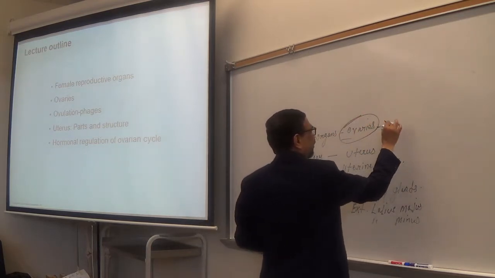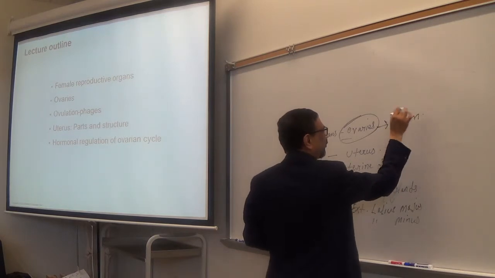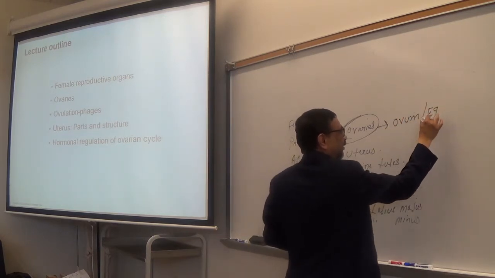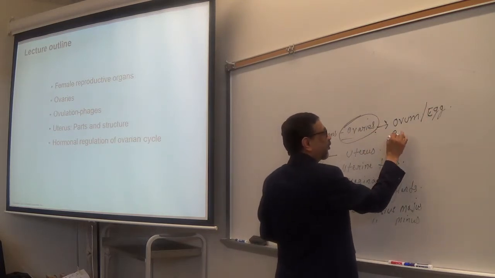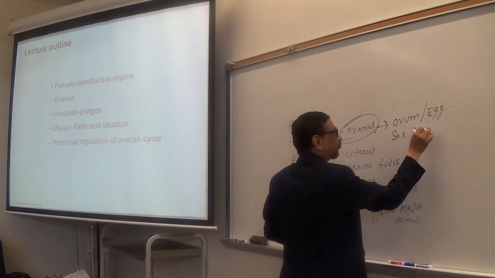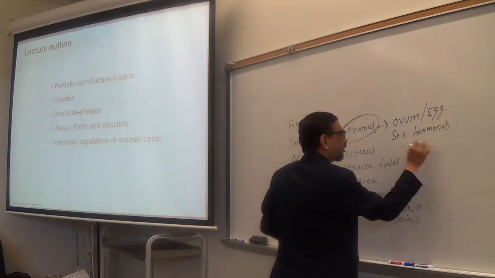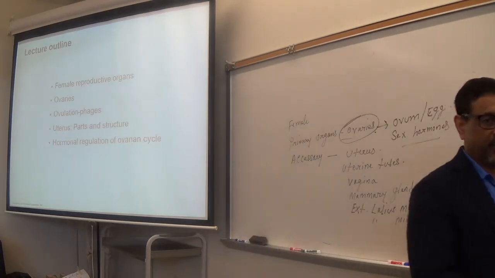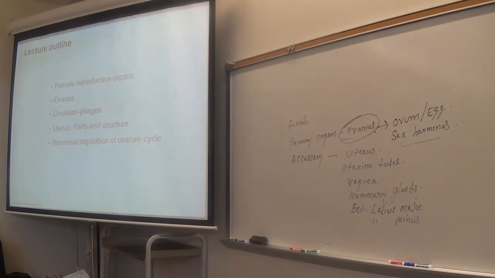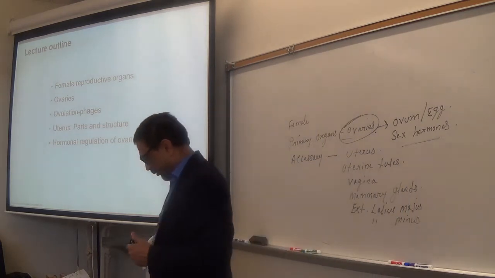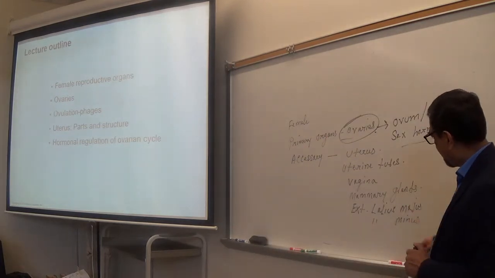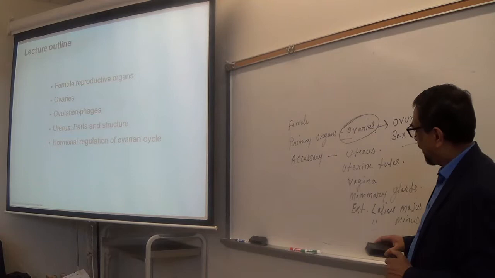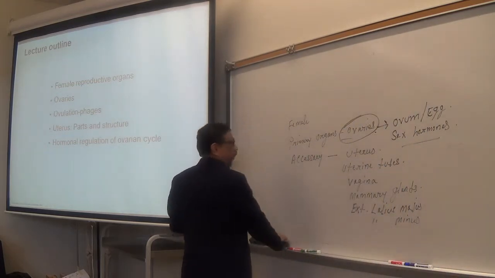Ovaries produce what? Ovum or egg, as well as female sex hormones. Okay? Estrogen, progesterone. So we'll talk about the ovaries, we'll talk about the uterus, we'll talk about the fallopian or uterine tube, and what happens.